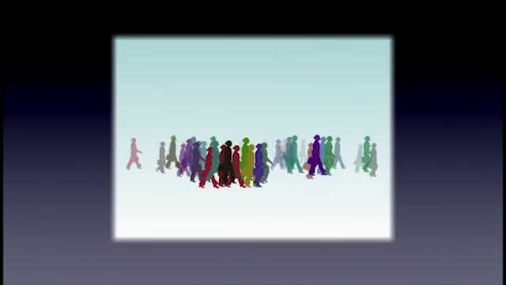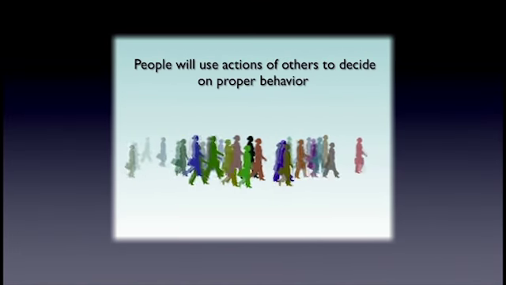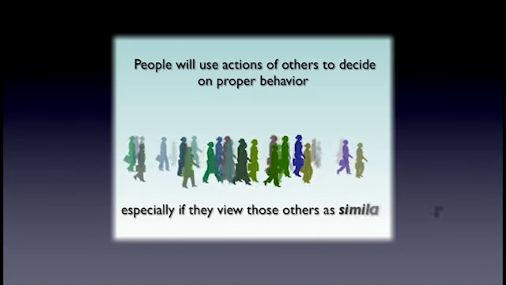The connector formula is based on Dr. Cialdini's principle of social proof. People will use actions of others to decide on proper behavior, especially if they view those others as similar.